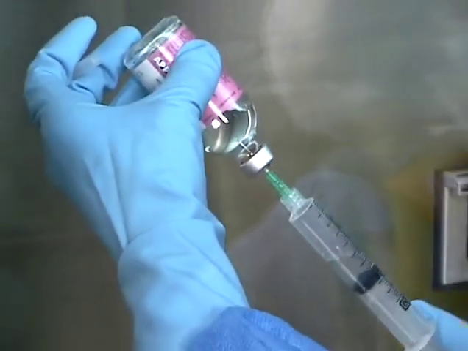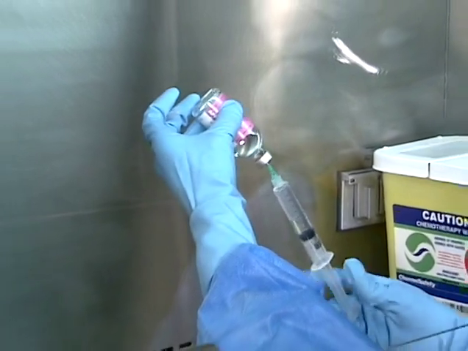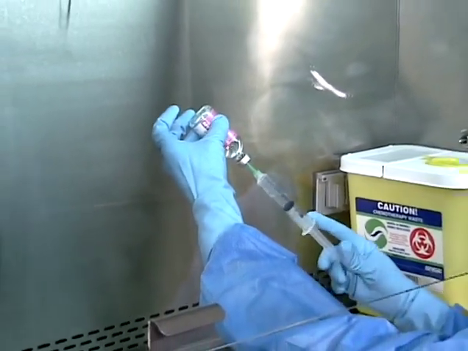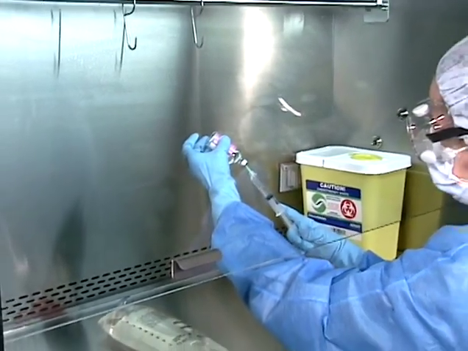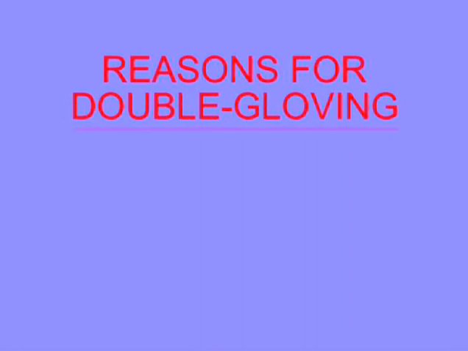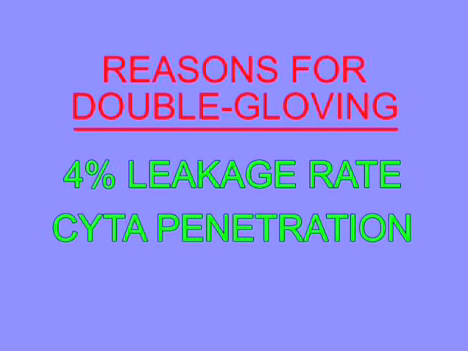When gloves are used as a protective barrier for the operator during the compounding of hazardous materials, double gloving should be employed, and a special technique should be used in gloving and degloving. There are several reasons for using two pairs of gloves, regardless of their composition. First, testing has revealed that gloves may come from the manufacturer with up to a 4% leakage rate. Second, all glove materials are penetrable by some CYTAs over time.